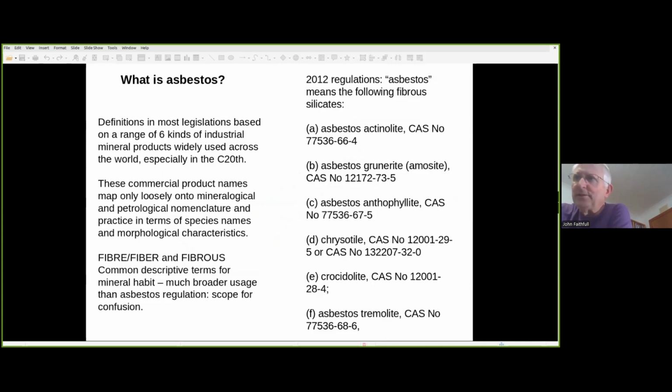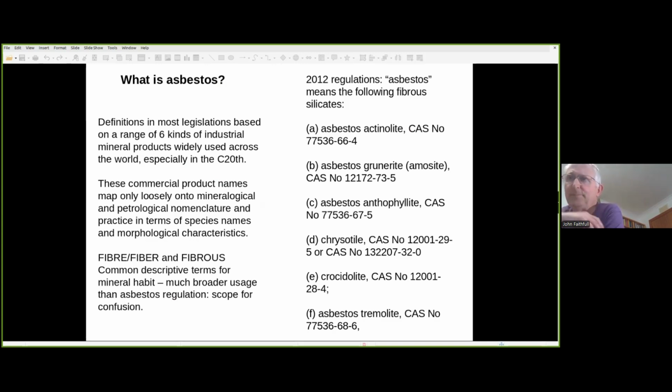So what is asbestos? Well, it's not entirely clear. Almost all the definitions in legislation are based on a range of 6 kinds of industrial mineral products, which were widely used across the world. The 2012 regulations in the UK define these on the basis of the Chemical Abstracts Service compound numbers. So they don't actually define anything in any strict mineralogical way.